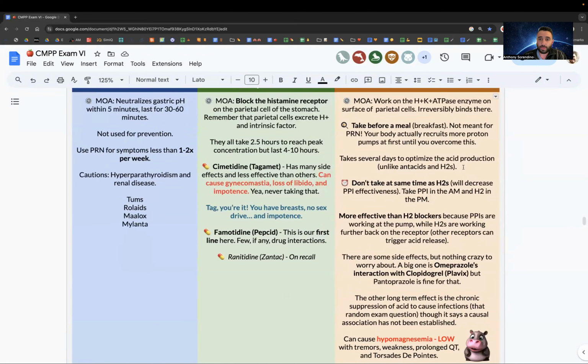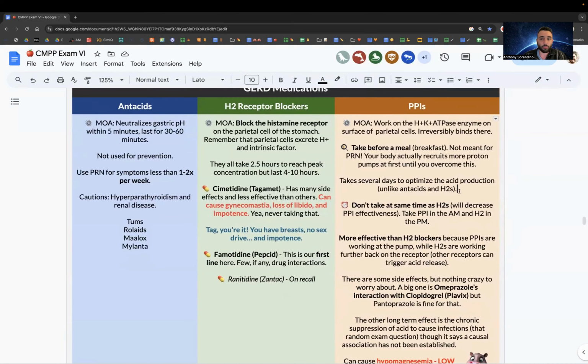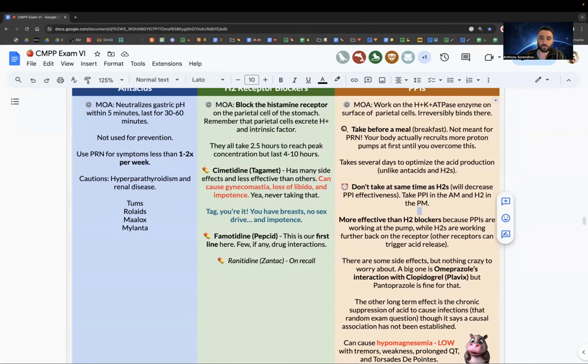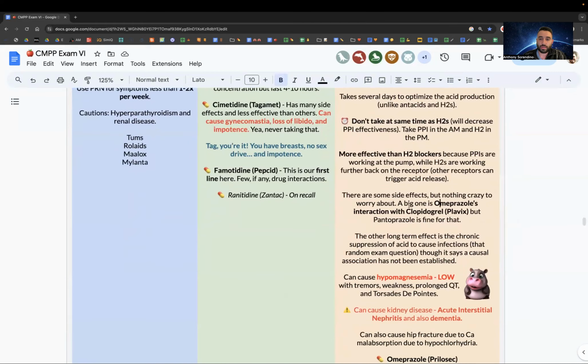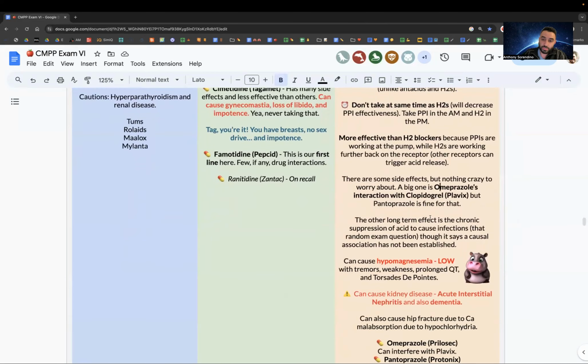They take several days to optimize the acid production. So they're more long-term. H2 blockers like famotidine and antacids are going to have more short-term effects. And there are some side effects. A big one, this is definitely going to be a test question: omeprazole interacts with clopidogrel, Plavix, which remember is an antiplatelet.